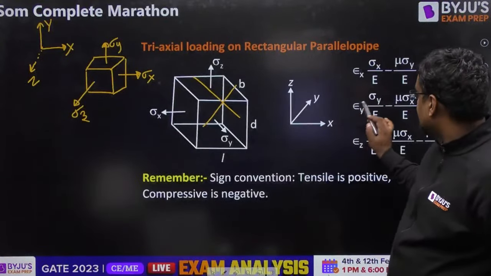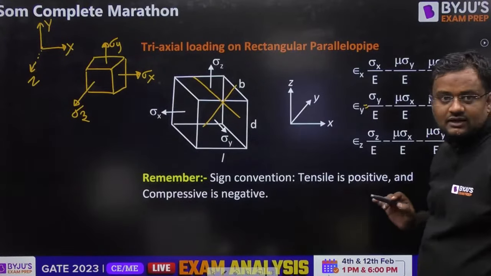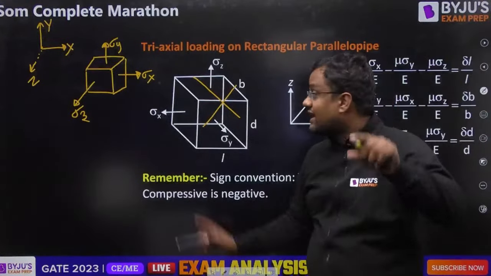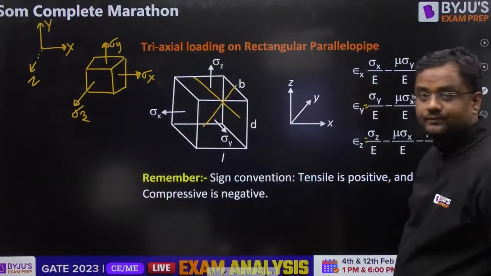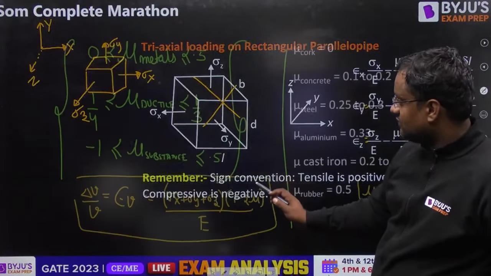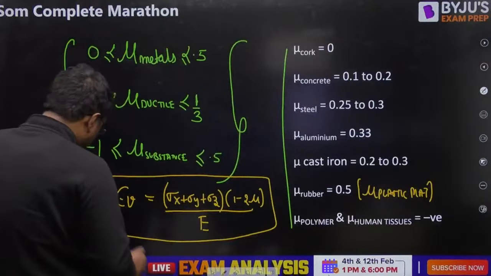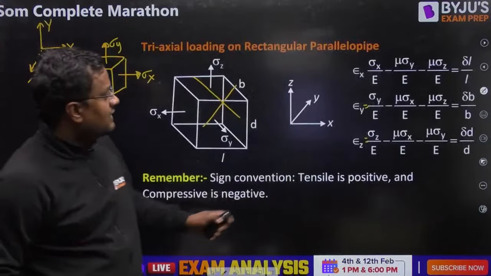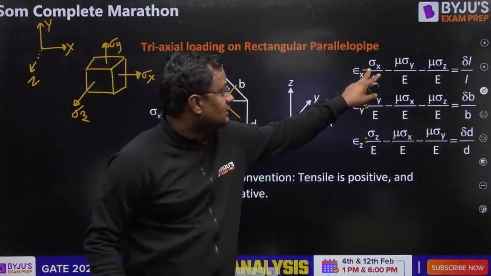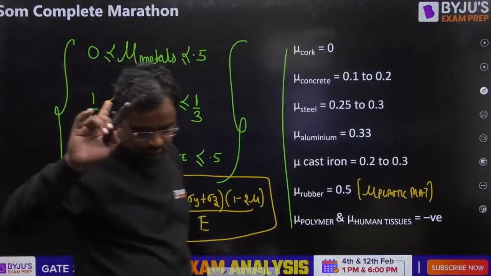Epsilon y is equal to sigma y by E minus mu sigma x by E minus mu sigma z by E. That is the change in length in y direction upon the length in y direction. Similarly, epsilon z also. And volumetric strain has one more formula, that is epsilon x plus epsilon y plus epsilon z. When we add these three, then only this relation comes. Have you got it?